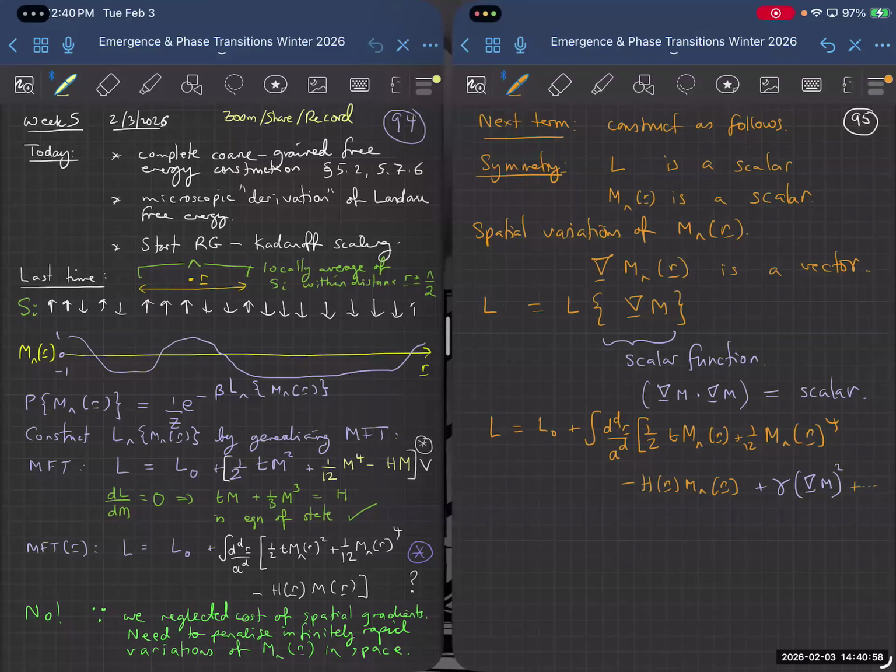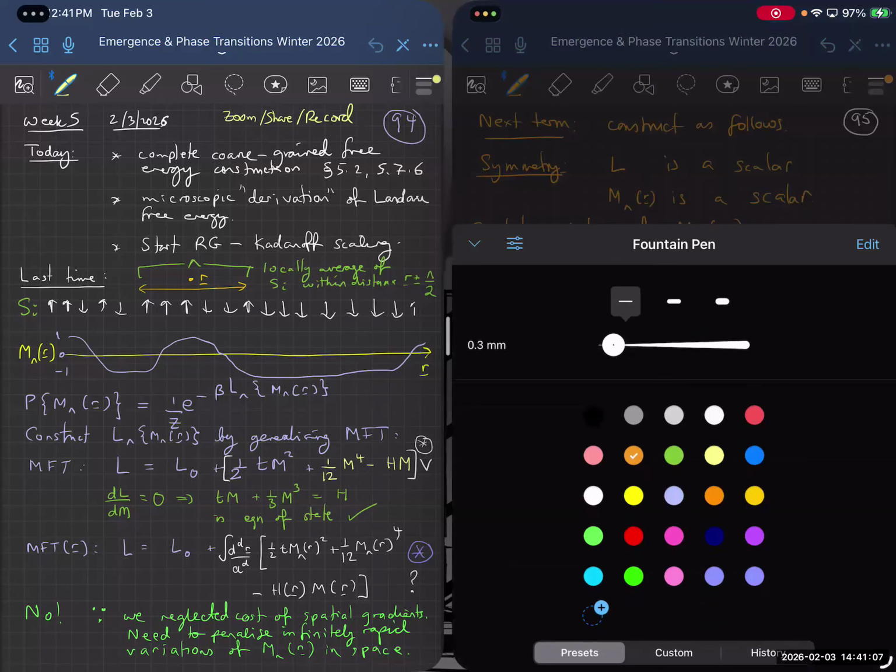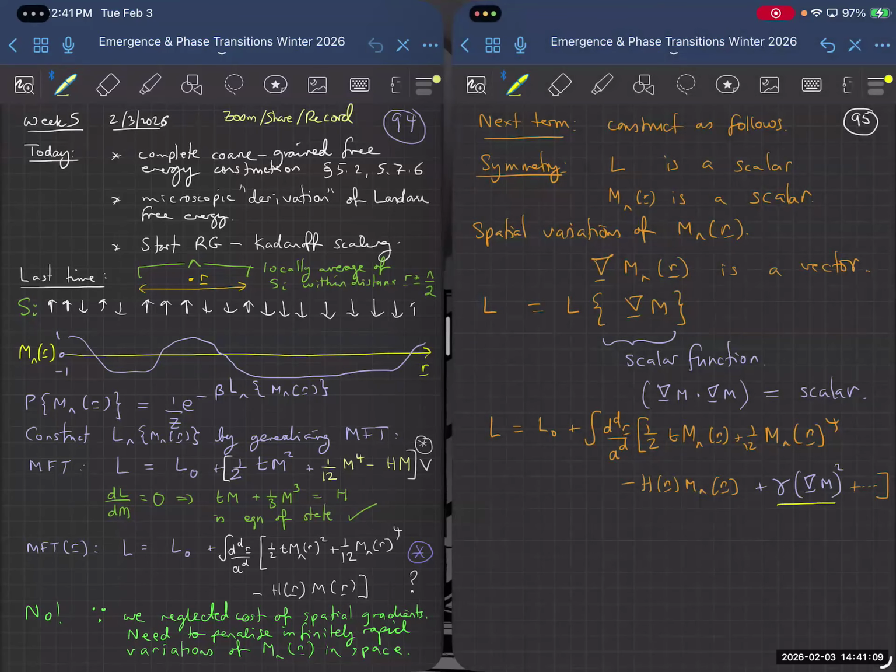And that would be fine. And you could say, well, there could be other terms I could make. I could take grad m squared and square that, and so on. But we're going to just stop at grad m squared, and the reason is that this term here is the lowest order spatial derivative that will penalize gradients.